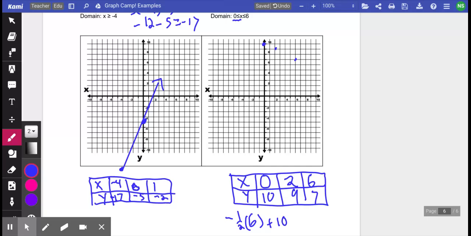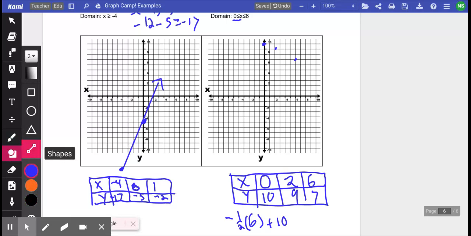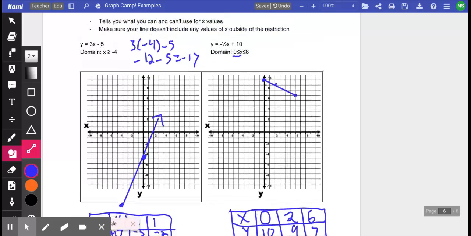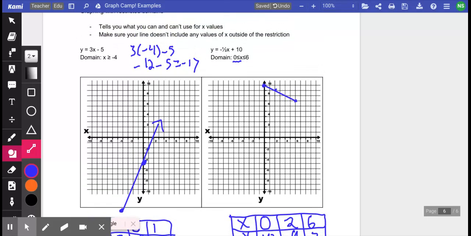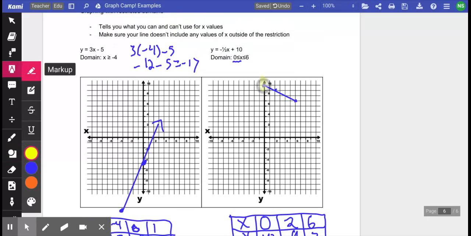Now, with this domain restriction, since I have a hard start and a hard finish, I'm not going to use an arrow on either end of the line. We have a definitive beginning at 0, 10, right here. A definitive end at 6, 7. So no arrows.